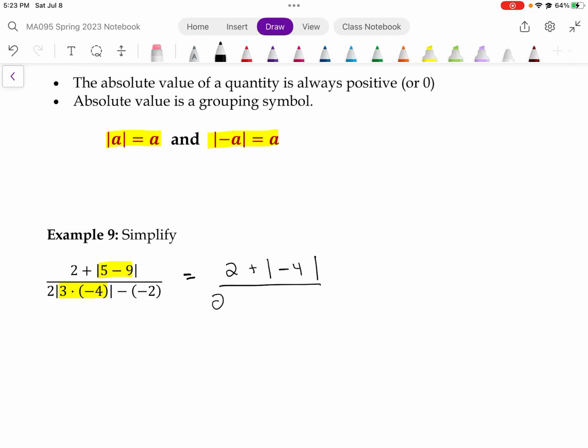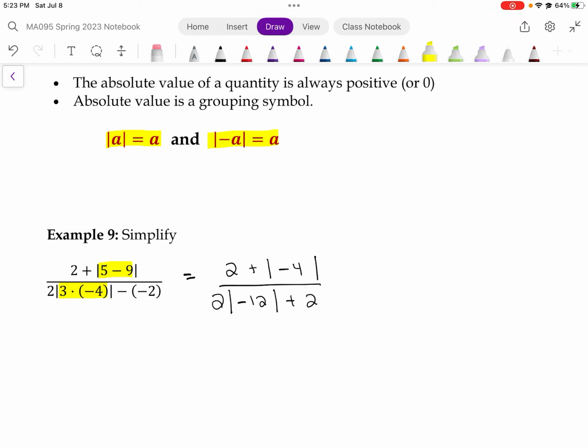And then we've got 2 times. Make sure they're straight bars because they mean something, right? Make sure it's not just parentheses. 3 times negative 4 is negative 12. Right, so absolute value of negative 12 minus negative 2. Well, let's just go ahead and deal with that. Minus a negative is plus 2.